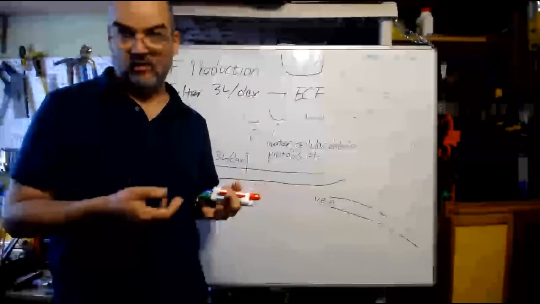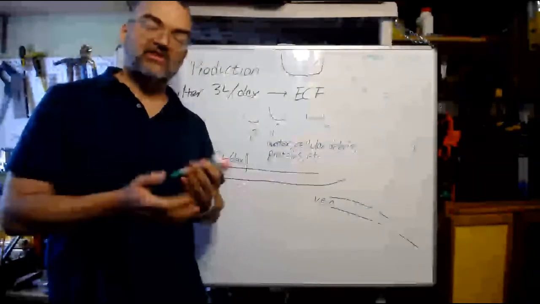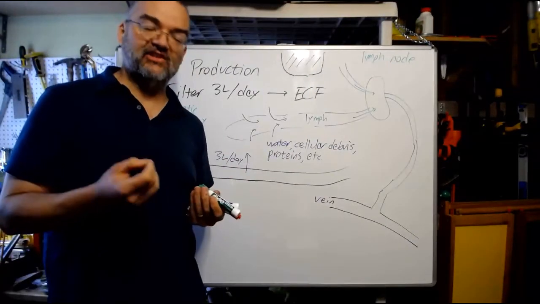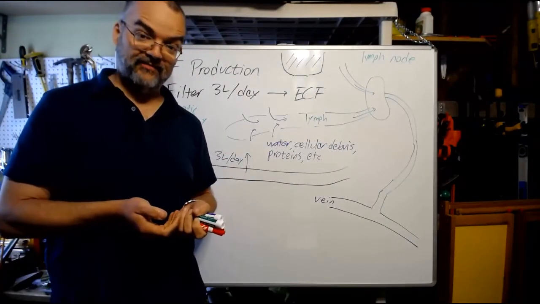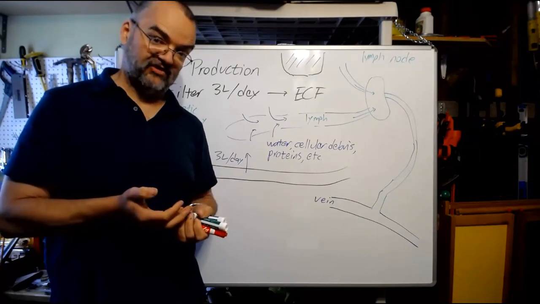Sometimes they can get a little clogged. In the worst situation, they can also become places where invading microorganisms live. You can end up with lymph nodes as a source of infection.